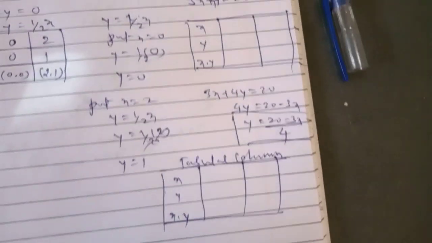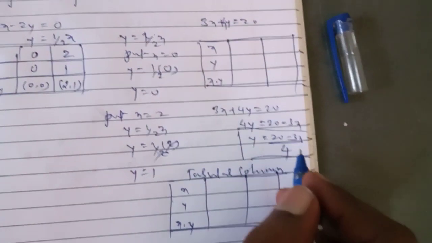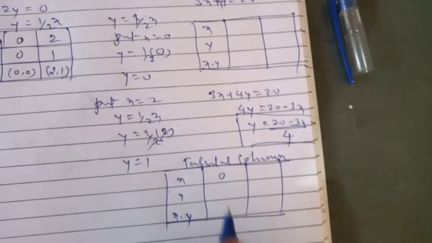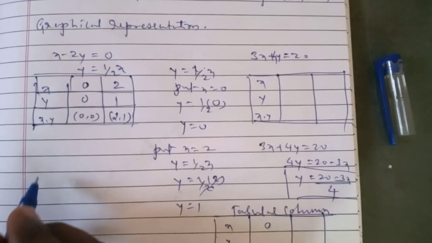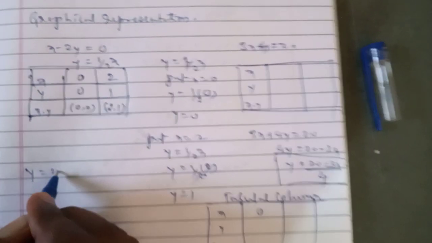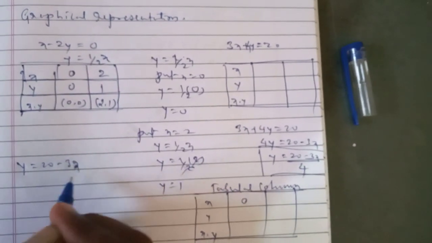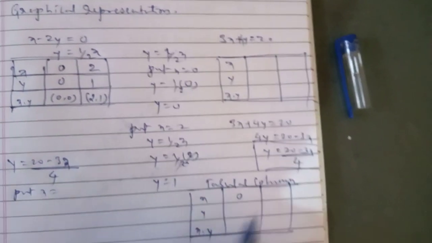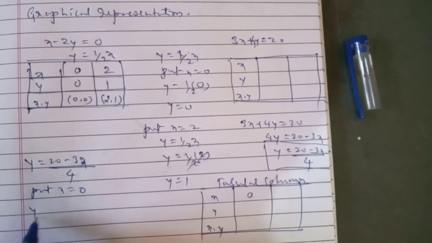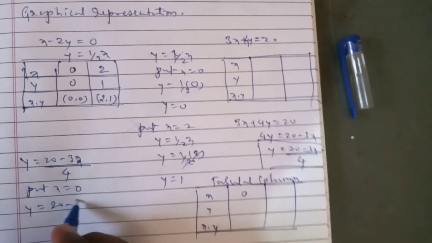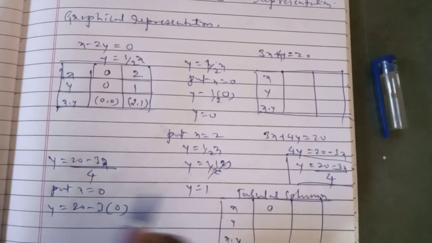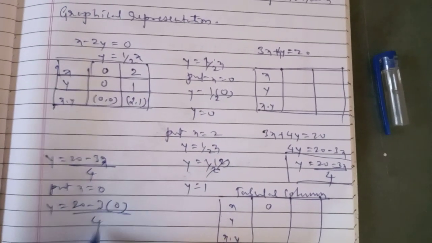Okay, here you take x equals 0. Then y is equal to 20 minus 3x divided by 4. Put x equals 0, so y is equal to 20 minus 3 into 0, divided by 4. What am I going to put here in the place of x? Equals 0, right?